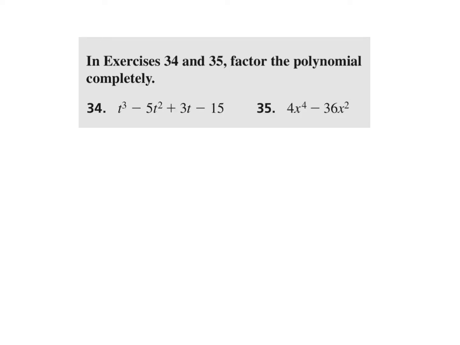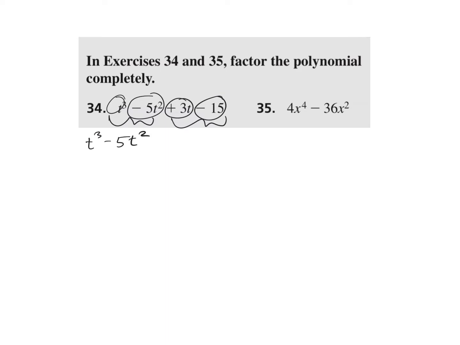34 and 35. Factor. So let's start with 34 here. Anytime you have four terms you factor by grouping. So there's a group and there's a group, the first two and the last two. What can we factor out of the first two? A t squared, and we're left with t minus 5. Let me write this out a little bit nicer for you. So t cubed minus 5t squared. We're going to factor out t squared.